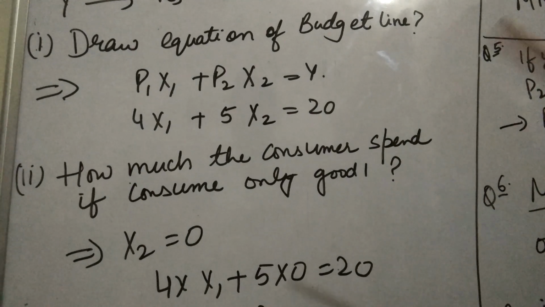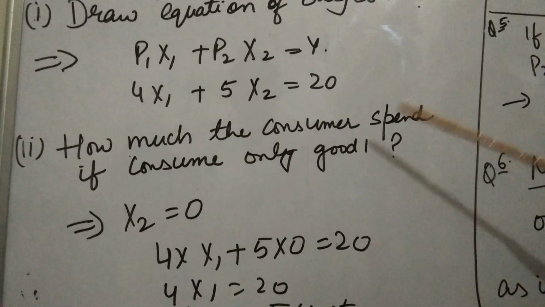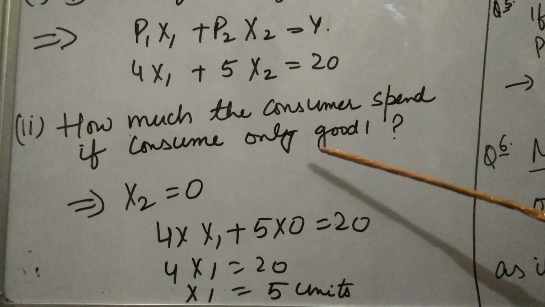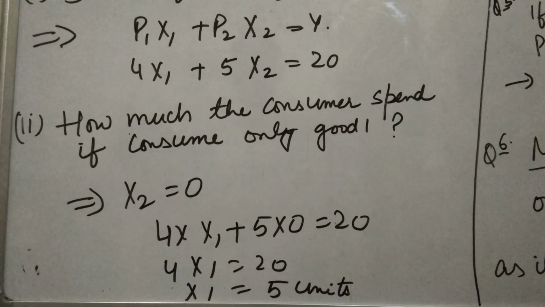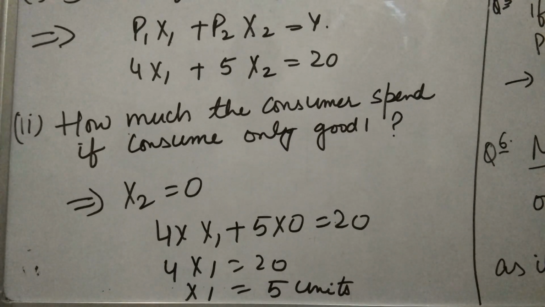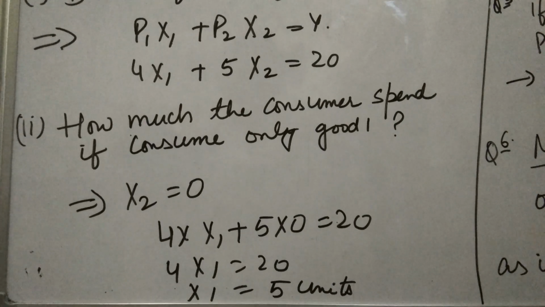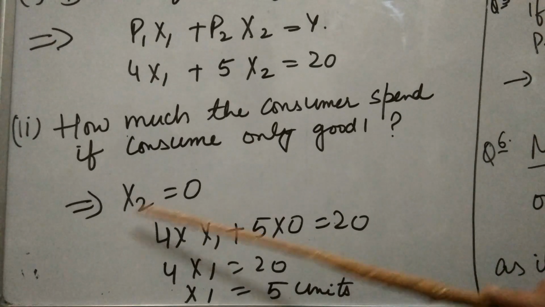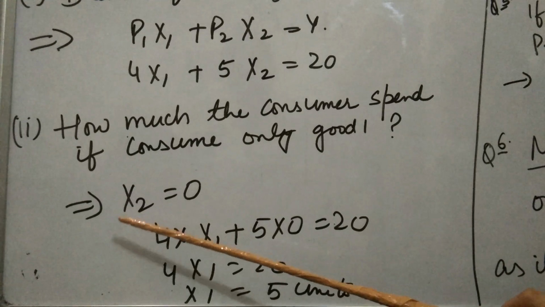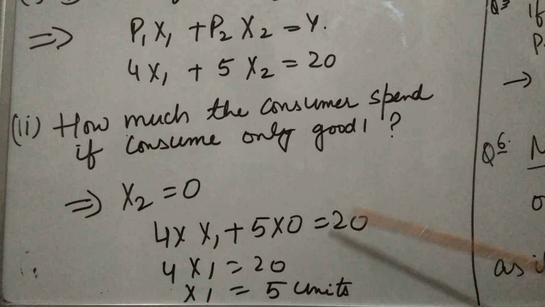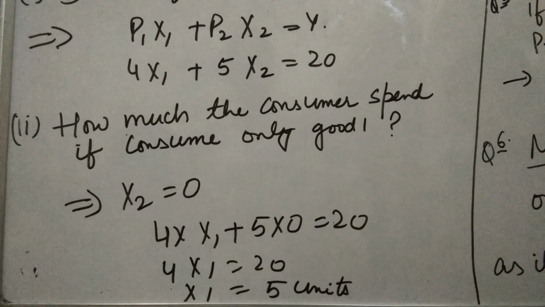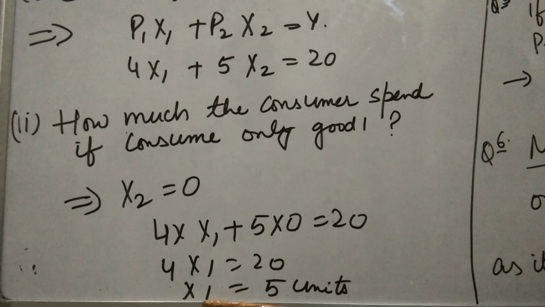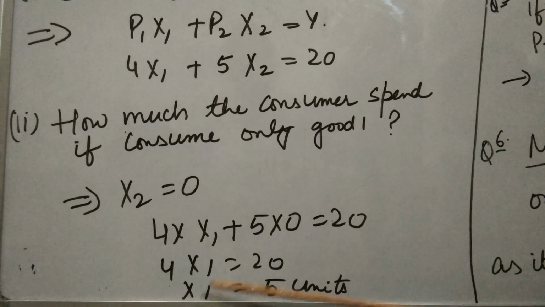Now the second part demands how much the consumer spends if he consumes only one good. Okay, so it asks if consumer is consuming only good 1, so what is the quantity that consumer will be consuming? Let's assume quantity of good 2 equal to 0. Simply putting up the value like we did in the previous question, we'll get the quantity of good 1.